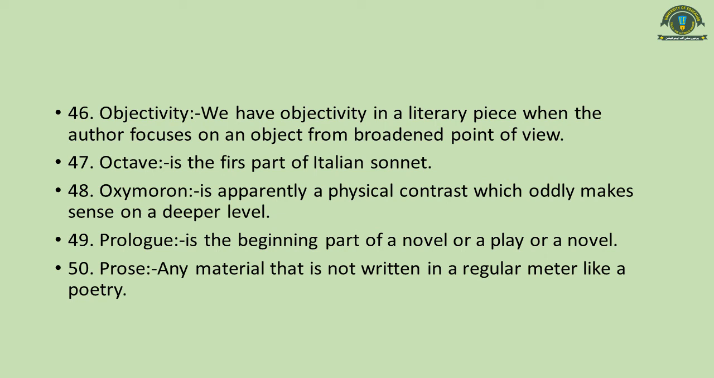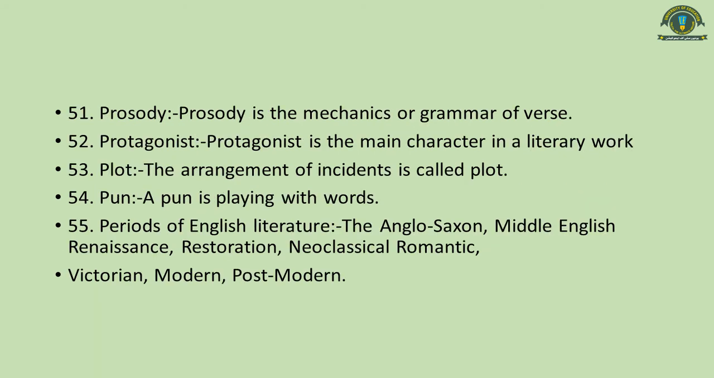Octave is an 8-line Italian sonnet and the first part of the Italian sonnet. Oxymoron is apparently a physical contrast which only makes sense on a deeper level. Prologue is the beginning part, the starting part of a novel or a play. Prose is any writing that is not written in a regular meter like poetry. Prosody is the mechanics or grammar of a verse.